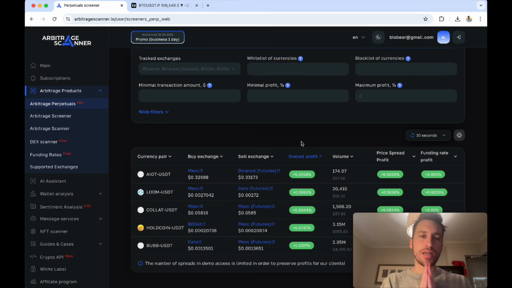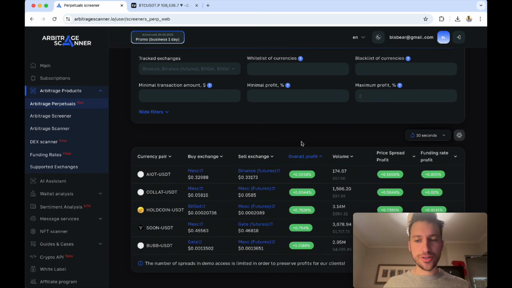This is going to be a review of the website arbitragescanner.io. I am not currently paid by this website. I just came across it. I love arbitrage and I wanted to share this website with you guys. Just walk through how to use it, and you're going to see just how good it is.